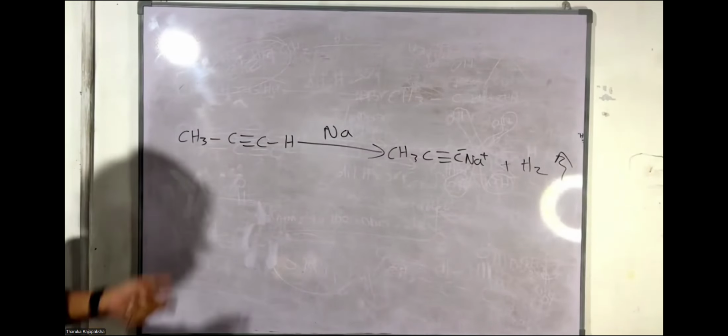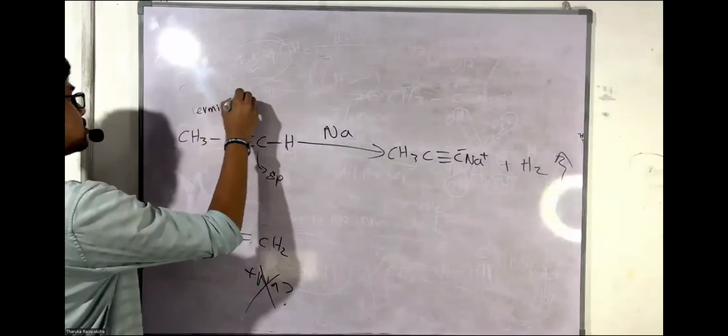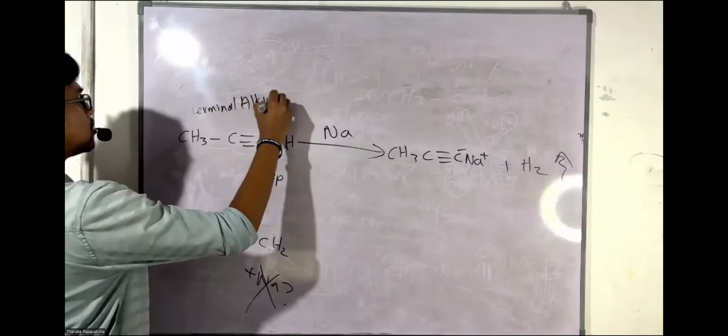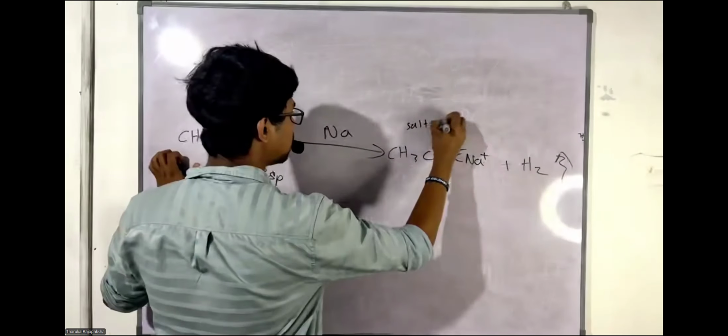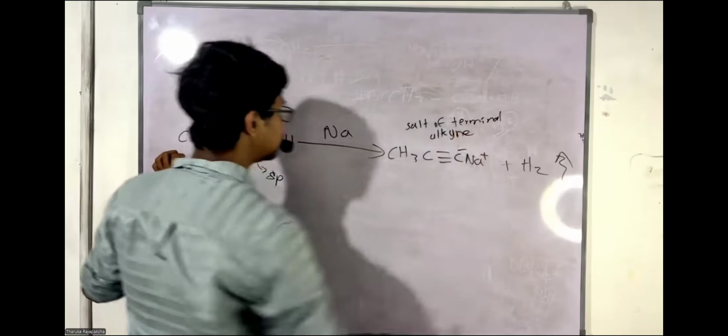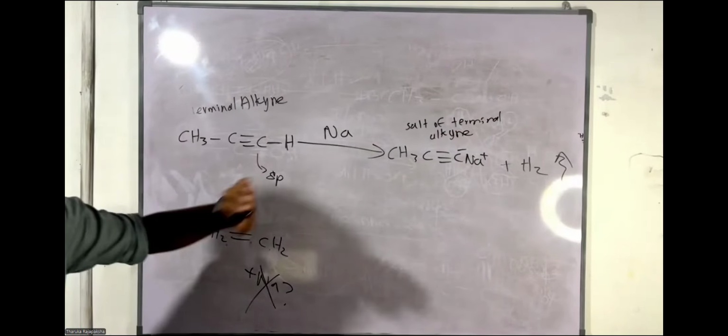You call this a terminal alkyne, and it will form a salt of terminal alkyne. So you can write it here: terminal alkyne, which will react to form salt of terminal alkyne. Salt of terminal alkyne. Please write this under that blank given.